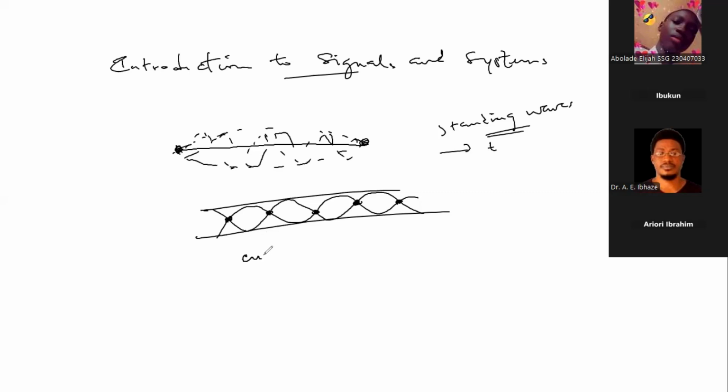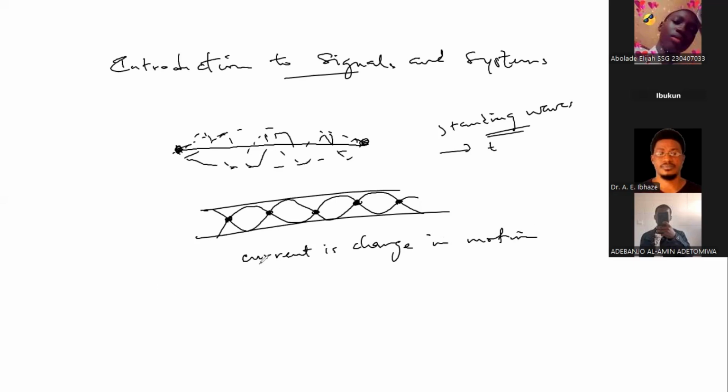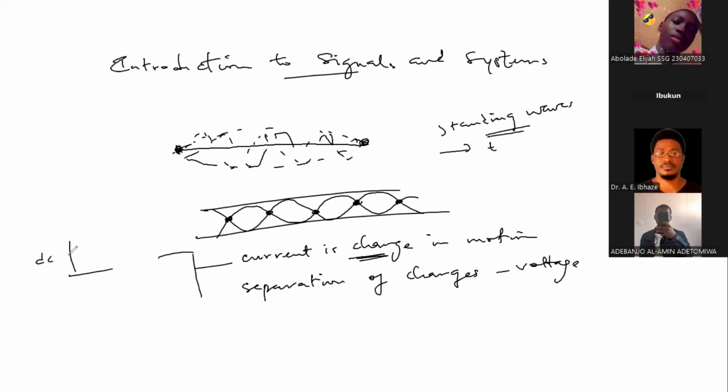So we say current is charge in motion, right? But when we talk about separation of charges, we say this is voltage, right? Now, the fact that the charge is in motion does not make it a signal, okay? Because for the direct current, this is a constant value. As we are progressing in time, the value is not changing, so it is constant.